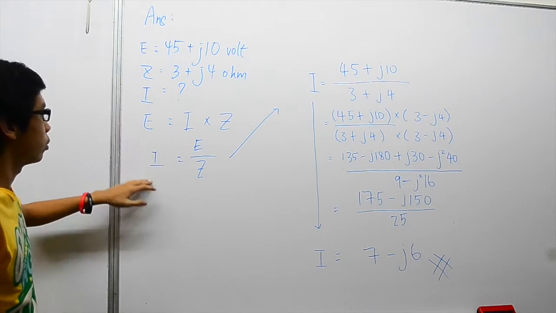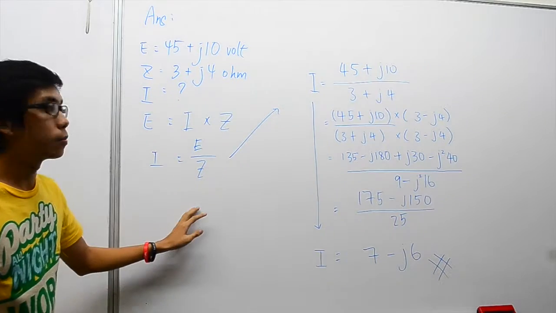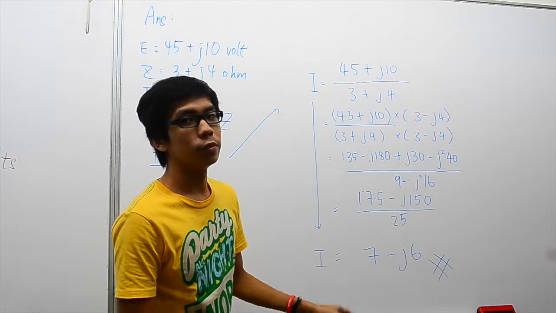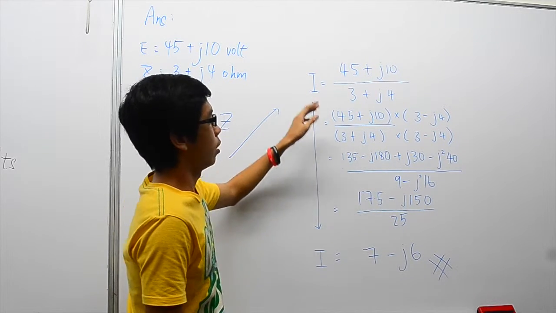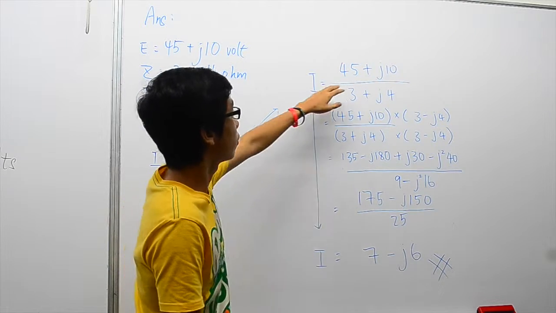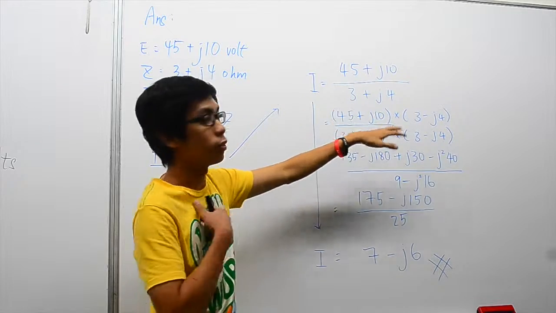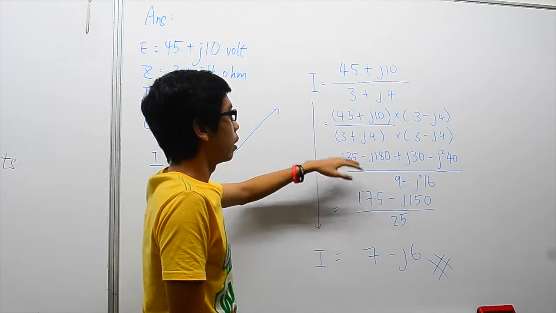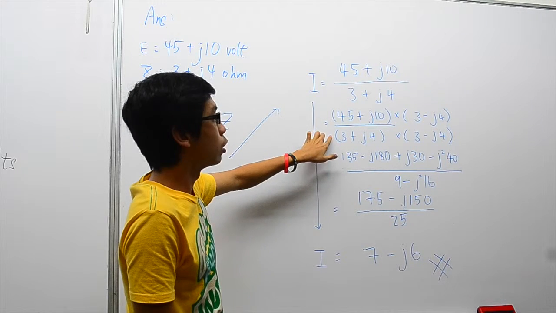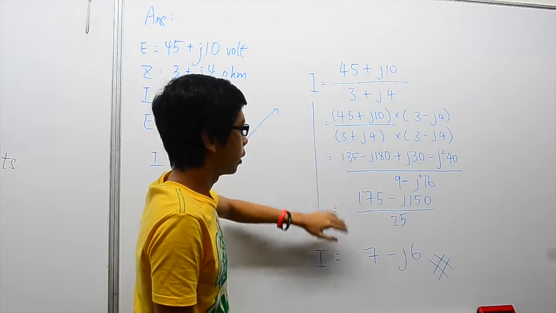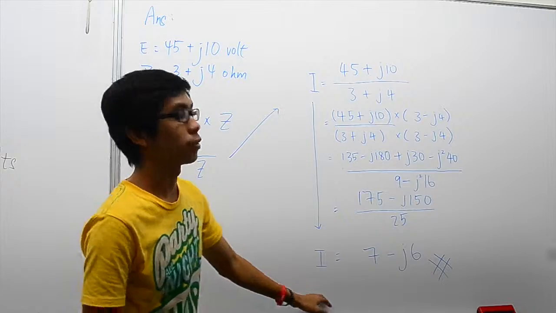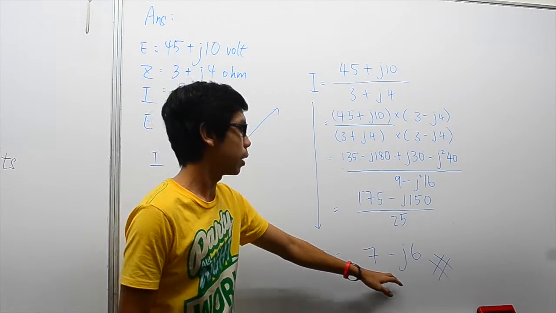So with this equation, we can find I equals E over Z. By putting all the numbers into it, we have this equation, and using the complex numbers method, we can find out the current of this circuit. So here we have 45 plus j10 over 3 plus j4, and the complex numbers method is just by eliminating the imaginary part of the denominator, and through that we can get the current. So this is the answer for the amount of current in that circuit, which is 7 minus j6.